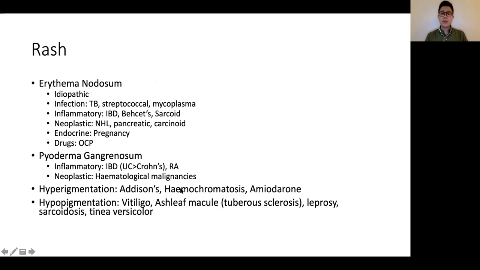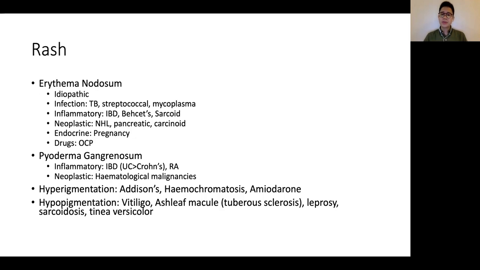So next we talk about erythema nodosum and pyoderma gangrenosum. These can appear in station 5, and hence it's important to know the causes of these two disorders. Erythema nodosum usually causes nodular lesions over the shins that can sometimes be painful, and can be due to certain infections like TB, strep, mycoplasma, inflammatory disorders like IBD, Behçet's, and sarcoidosis, malignancies, hematological and non-hematological, as well as conditions like OCP use and rarely pregnancy as well.